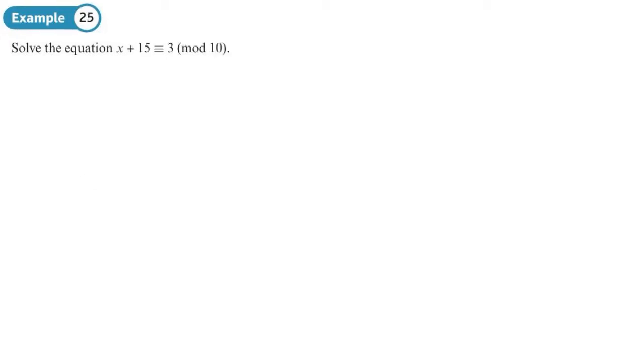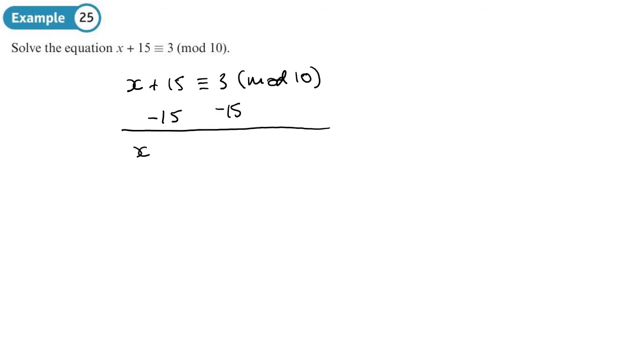Okay, in this one, we want to solve the equation x plus 15 is congruent to 3 under mod 10. So remember, we can just simply add or subtract to both sides without making any changes or using any special algorithm or anything like that. So the first thing we'll do is just take away 15 from both sides. So that'll give me x is congruent to negative 12 in mod 10. I need a least residue solution.